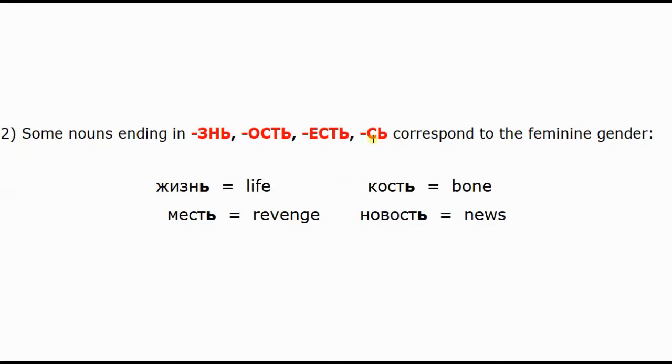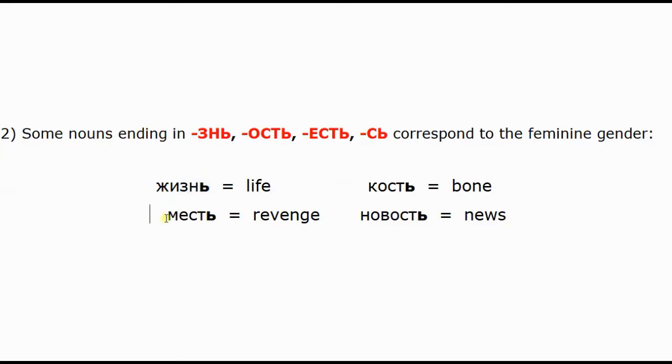And the only way for you to know for sure is, of course, to check the dictionary, but here I'll give you some examples and you may already learn them by heart, so that it will be easier for you when you encounter them in your further studies to already know that they are of the feminine gender. And so these examples are first жизнь, meaning life. It ends in зн, you can see зн, so it is of the feminine gender.